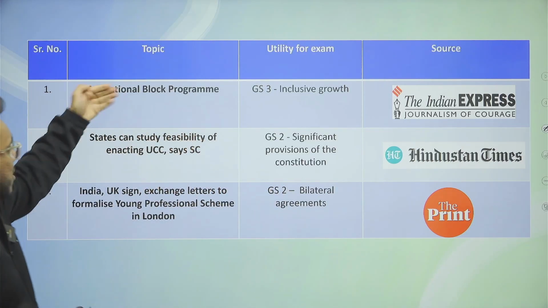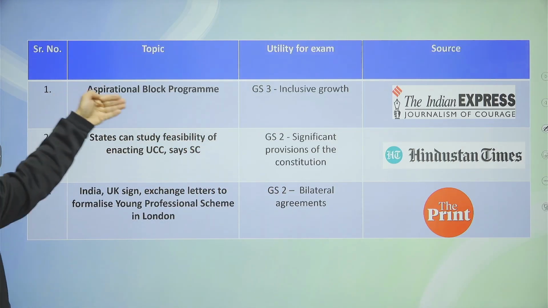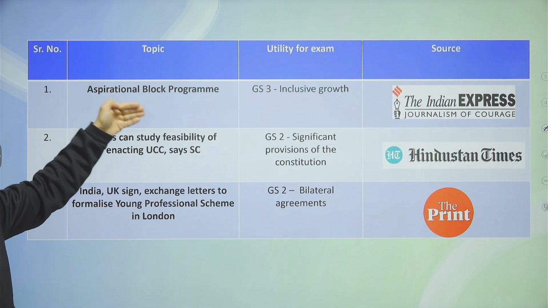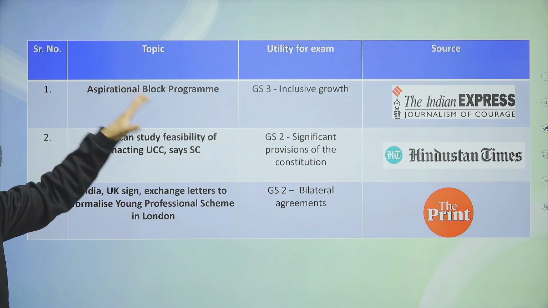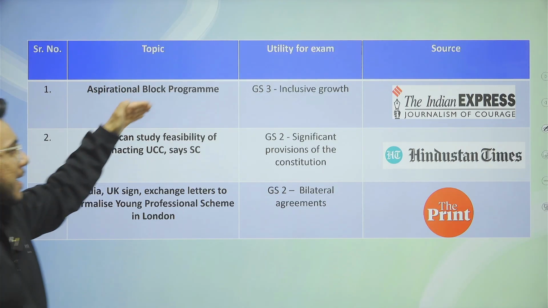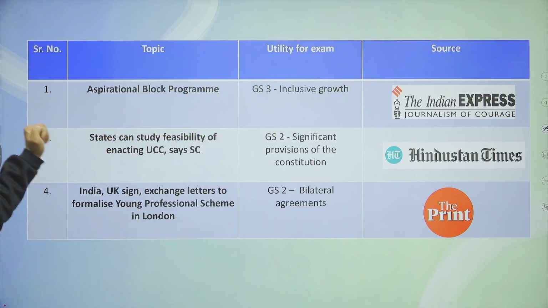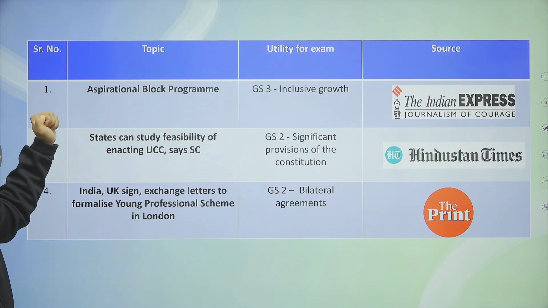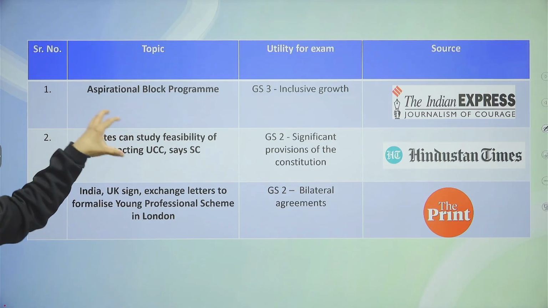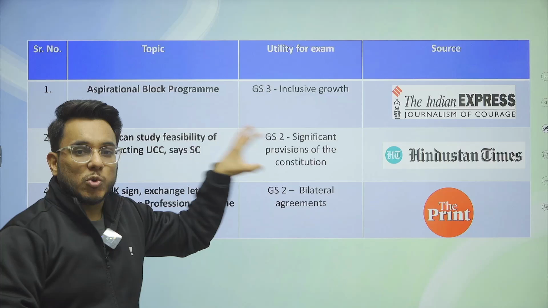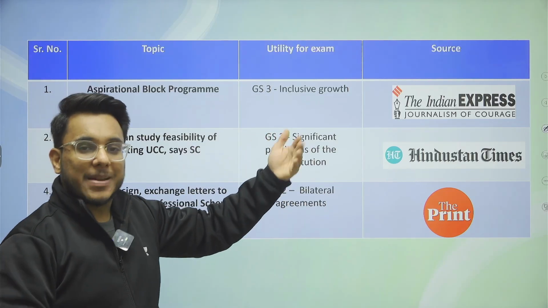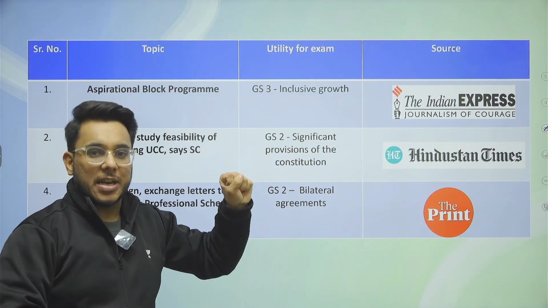Now, the first topic we'll take is the Aspirational Block Programme that has been launched by the Prime Minister of India on the lines of the Aspirational District Programme. This article will be important for GS Paper 3, issues of inclusive growth. The next article is: States can study feasibility of enacting UCC, says Supreme Court. The Supreme Court ruling has come on UCC because many state governments have constituted commissions to study UCC.